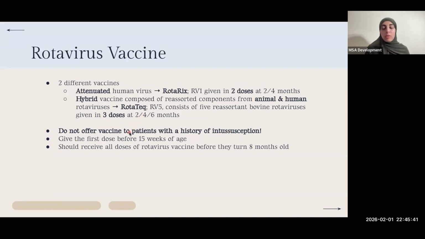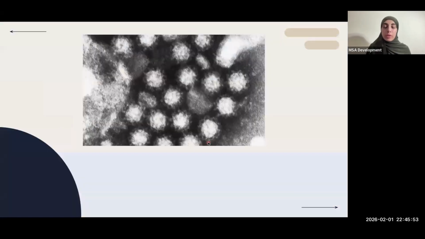Another thing is that you give the first dose of the rotavirus vaccine before 15 weeks of age, and children should receive all of the doses before they turn 18 months old. Okay, we're done with rotavirus. Now the next agent.